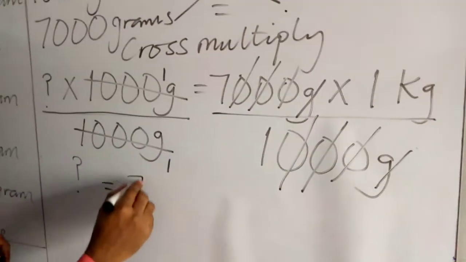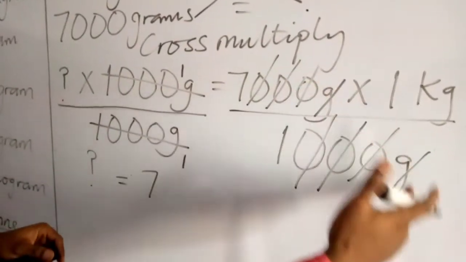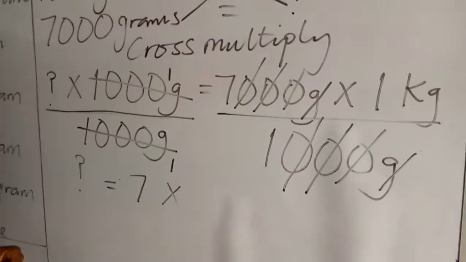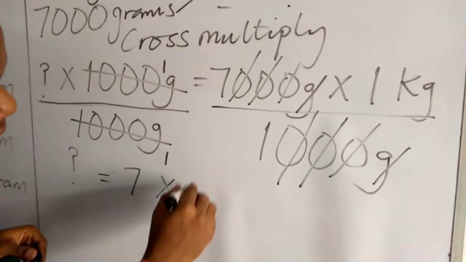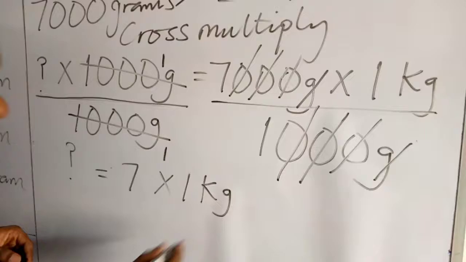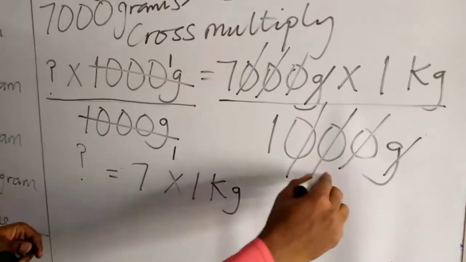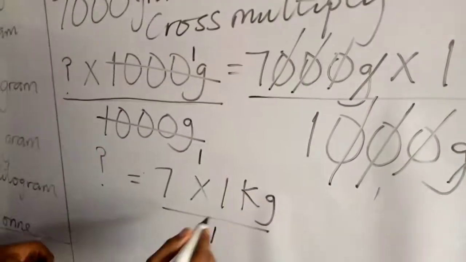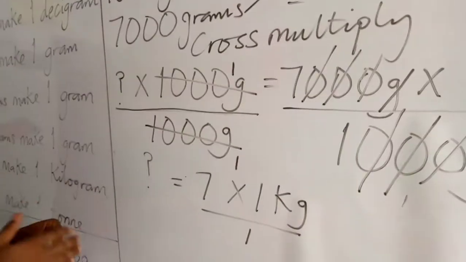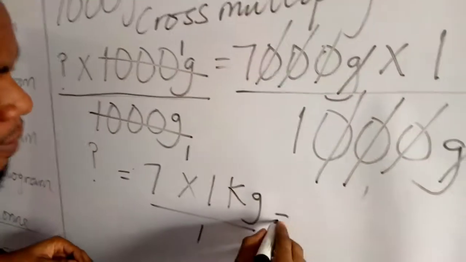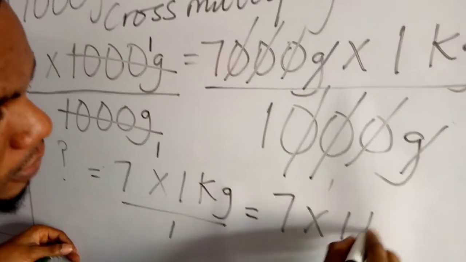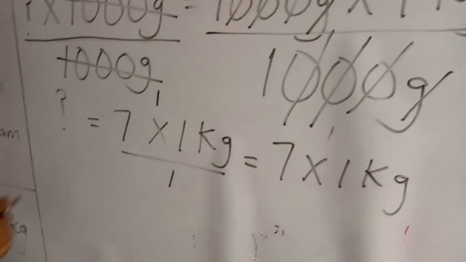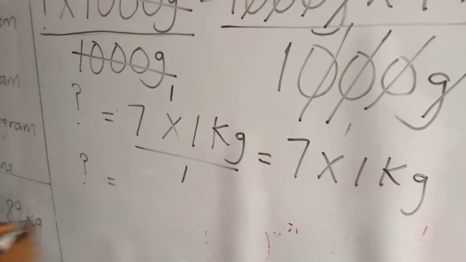7. Remember our grams, they're all gone. We have what left here? 1 kilogram. Good. Now remember we have all over 1, but since 1 is dividing anything, it remains that. So we can write it back as 7 times 1 kilogram. So remember our unknown is equal to what?